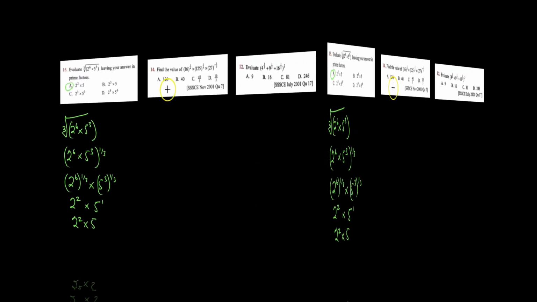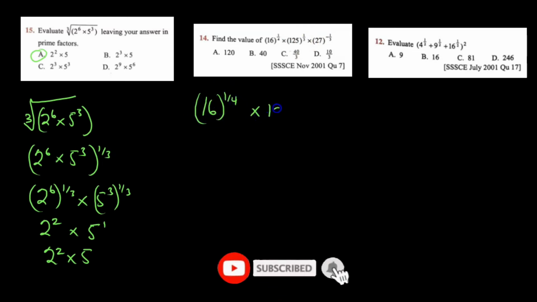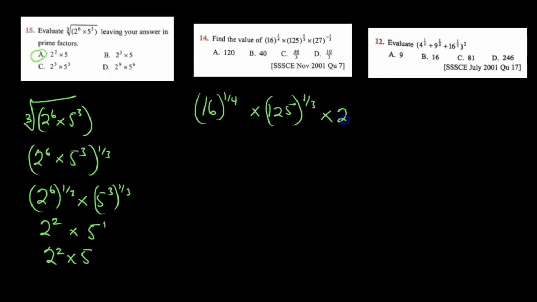Moving on to the next, we have: find the value of 16 to the power 1/4 times 125 to the power 1/3 and 27 to the power negative 1/3. If you look at it carefully, you realize that all those exponential functions cannot be written to a common base, but the powers will give you a clue as to what power you should write each of the factors in, so that you can deal with the powers. So having 16 all to the power 1/4 multiplying 125 all to the power 1/3 multiplying 27 all to the power negative 1/3.